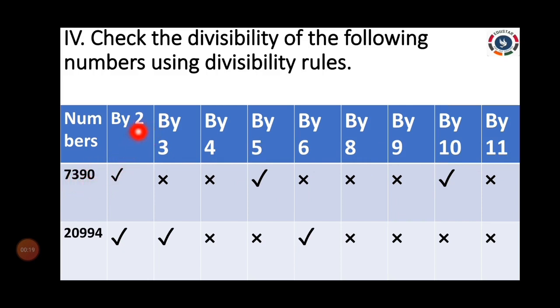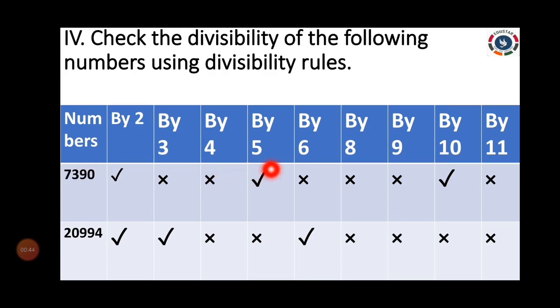7390. Rule 2: if the last digit is 0 or 2 or 4 or 6 or 8, anyone is there, it is divisible by 2. And rule 3, sum of all the digits. So sum of all the digits you are getting 19. So 19 is not a multiple of 3, so it is not divisible by 3. And rule 4, last two digits you have to divide by 4, you are getting remainder, so it is not divisible by 4.